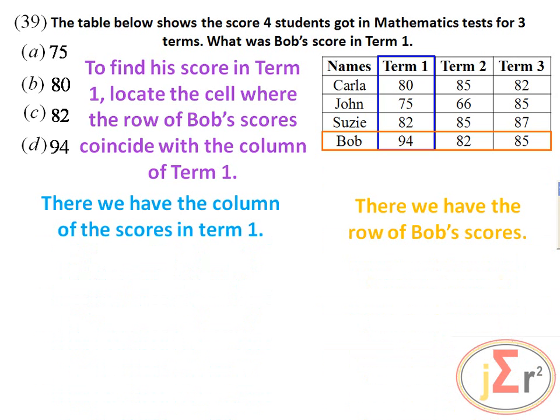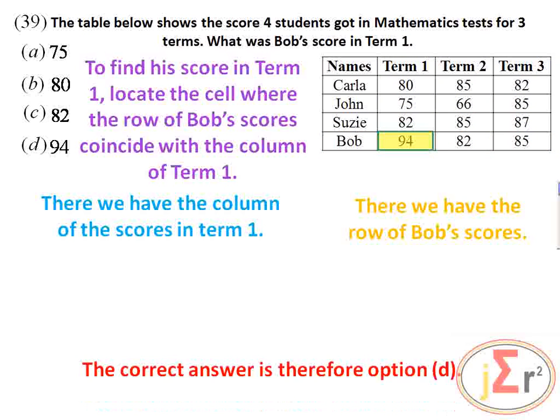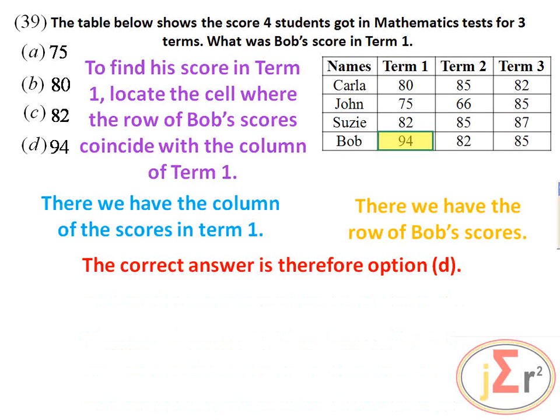There we have the row of Bob's scores. All of Bob's scores are highlighted, and all of the scores of term 1 are highlighted. The correct answer is therefore option D.